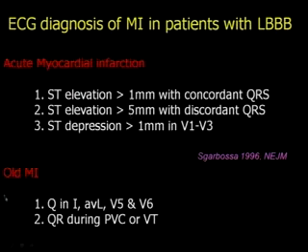To diagnose an old myocardial infarction in left bundle branch block, any Q wave in the lateral leads is significant. Or sometimes the sinus rhythm may not show you Q waves, but the patient develops a PVC. Make use of those PVCs. If the PVC shows you a QR complex in any lead except AVR and AVL, then that also may help you to diagnose an old myocardial infarction.